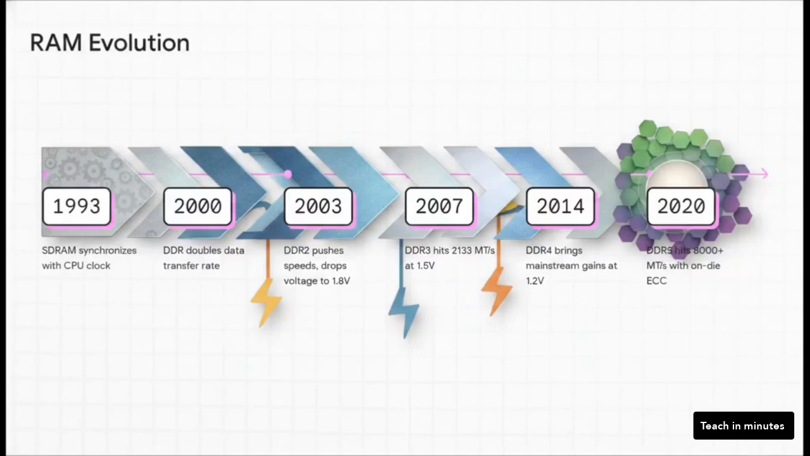And finally, in 2020, DDR5 arrived. This modern standard is pushing speeds anywhere from 4800 to over 8000 megatransfers per second on high-end kits, while also adding on-die error correction for better data reliability. Basically, every single step forward has been about pushing data faster while managing heat and power.